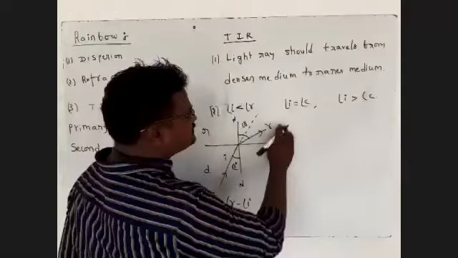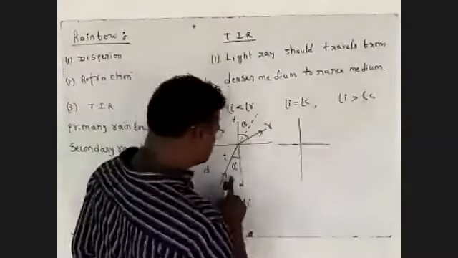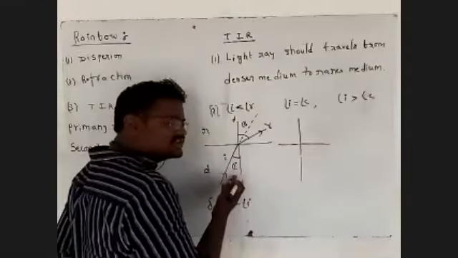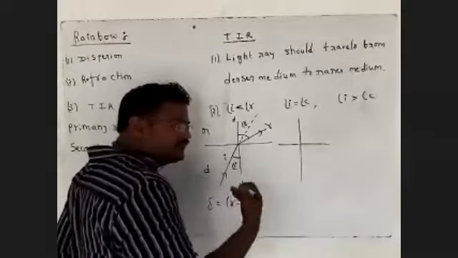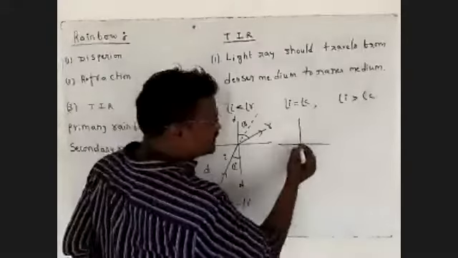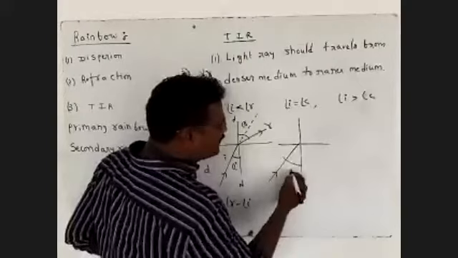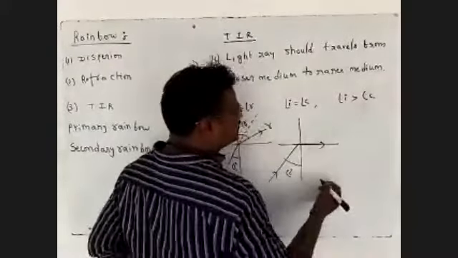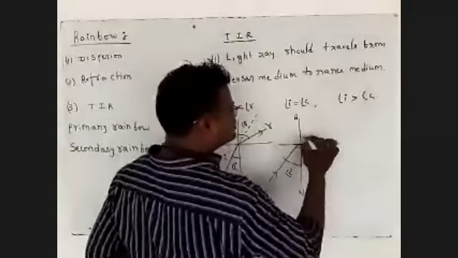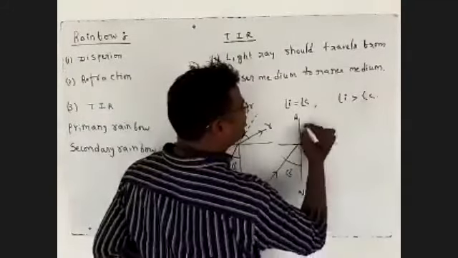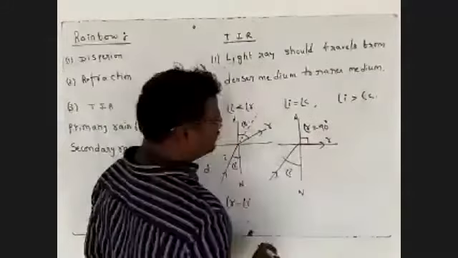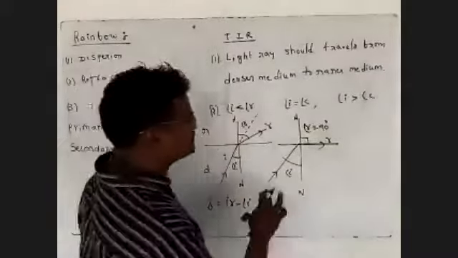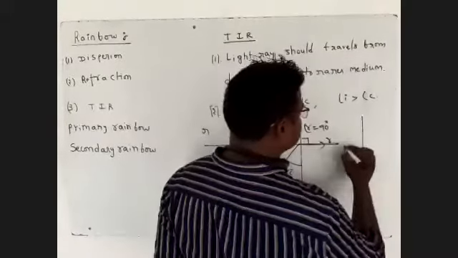Okay, second situation. The angle of the incident ray goes on increasing. So what will happen in this situation? The refracted ray travels along the interface line. This is the normal line. This angle of r is equal to 90 degrees. The refracted ray travels along the interface line.